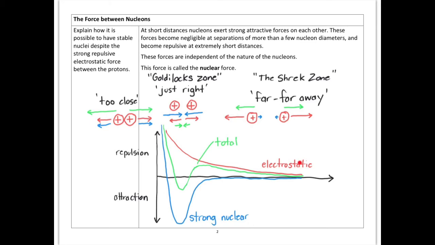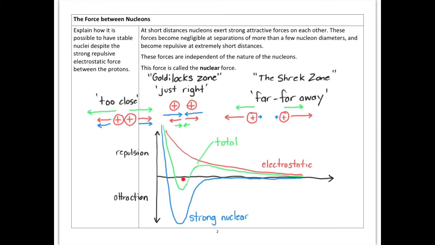This red line here shows the electrostatic force. It's always repulsive, and as these two nuclei get closer and closer together, it becomes more and more repulsive. They're pushing apart harder and harder. However, the strong nuclear force at very, very short distances, like the electrostatic force, is repulsive.